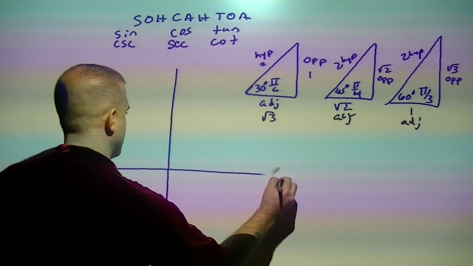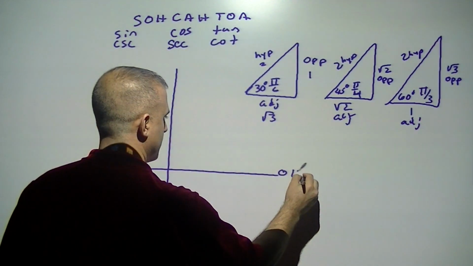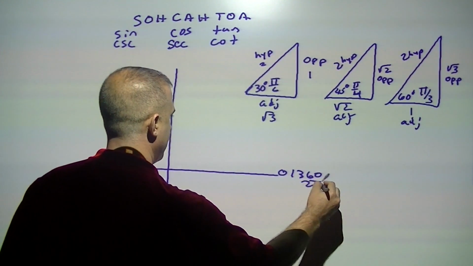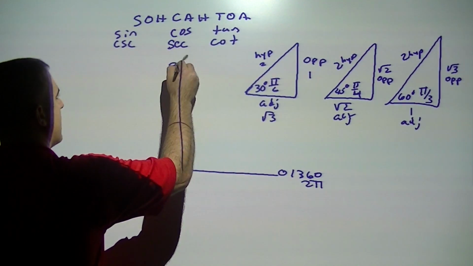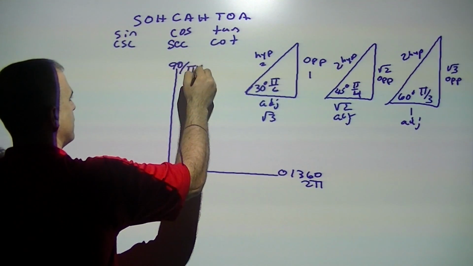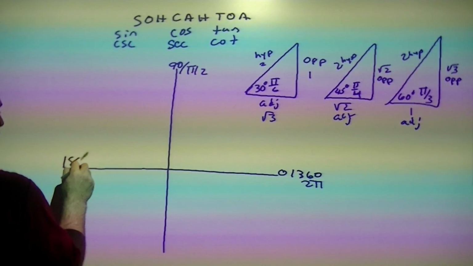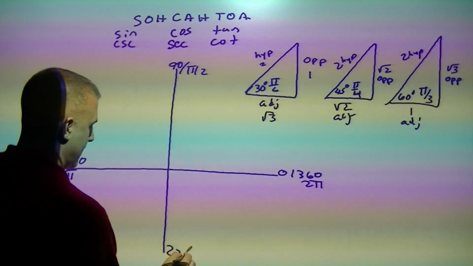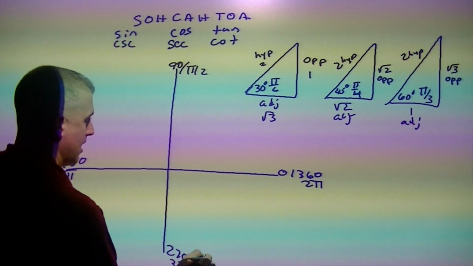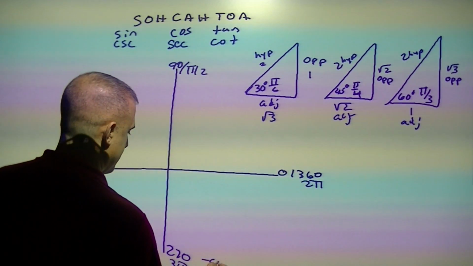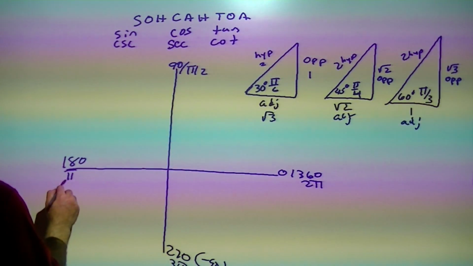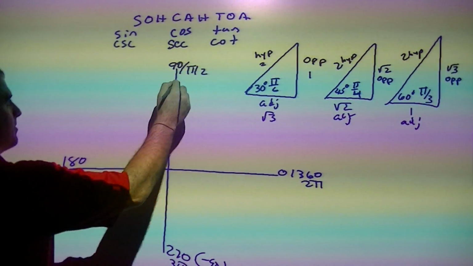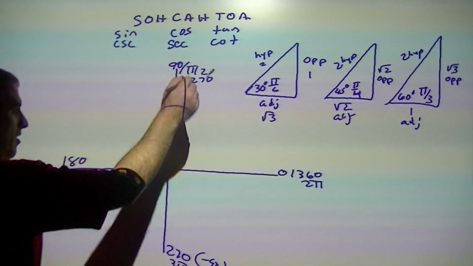Second thing we got to be able to do is draw out our unit circle. So 0, 360, or 2 pi. Okay. This is 90, or pi over 2. This is 180, or pi. This is 270, 3 pi over 2. If you use negative degrees, this would also be considered negative 90. This would be considered negative 180. And this would be considered negative 270. So you got to understand all those amounts.